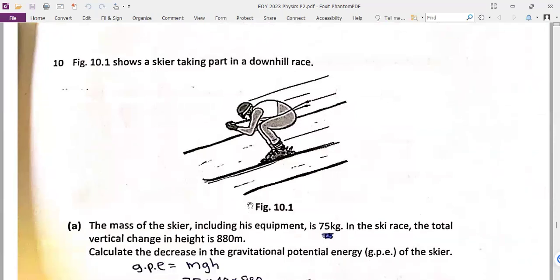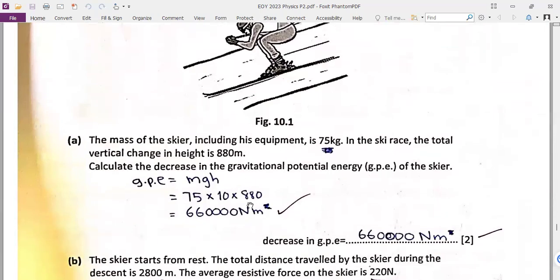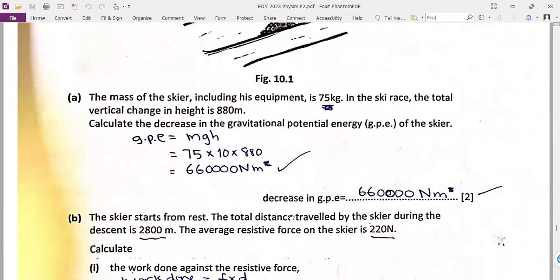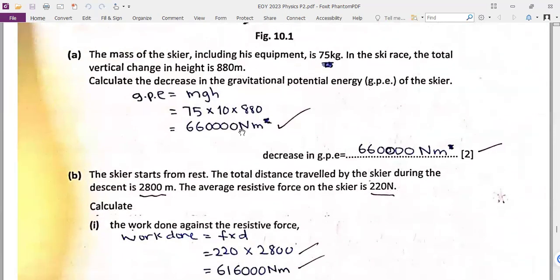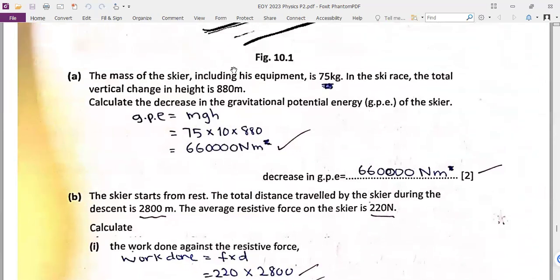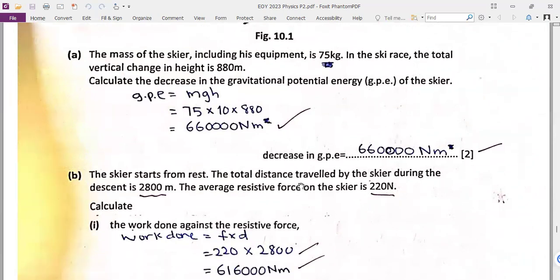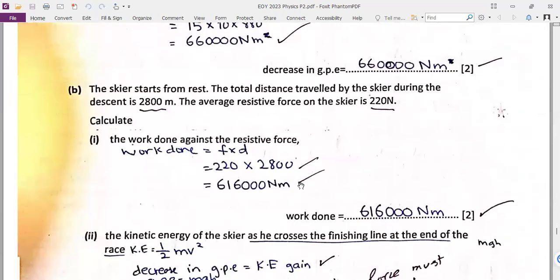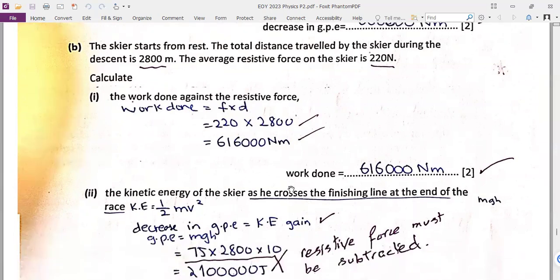A skier taking a downhill race. What is the gravitational energy? Well, mgh gives you the answer. Make sure you don't confuse the calculation, and make sure you look for this unit, meters. If this was centimeters, it would have been a different answer. And then calculate the work done. Force times distance. Distance is 28. Force is 220. So the work done is this much. It can also be Newton meter. It can also be joules.